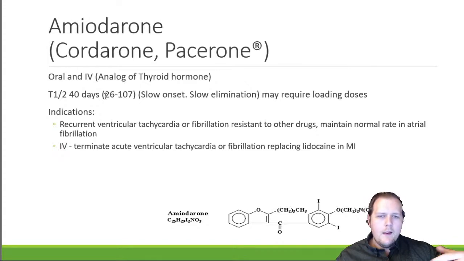How do we get around that? Well, basically what we can do is use loading doses. So this is a really good example of using a loading dose to get the patient up to steady state right away, and then you follow that up with a continuous infusion. Hopefully you're controlling the arrhythmia and the patient's going to live, right?